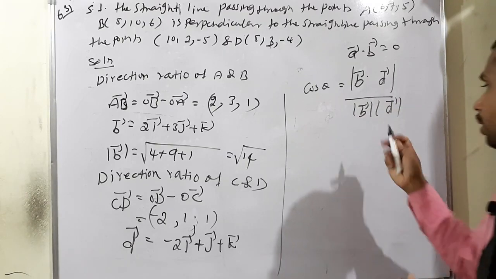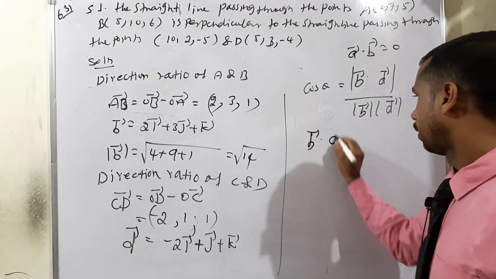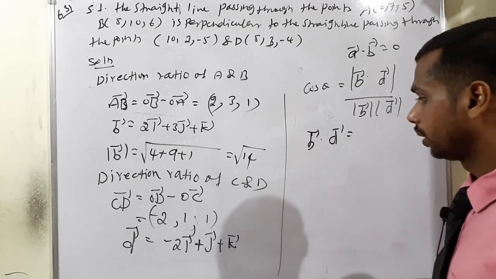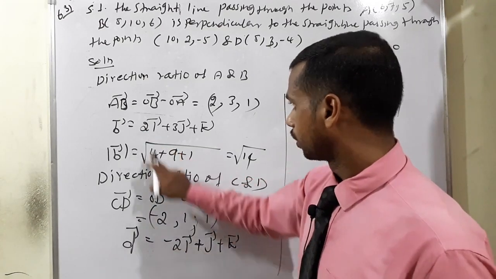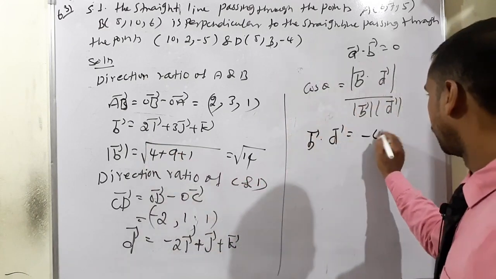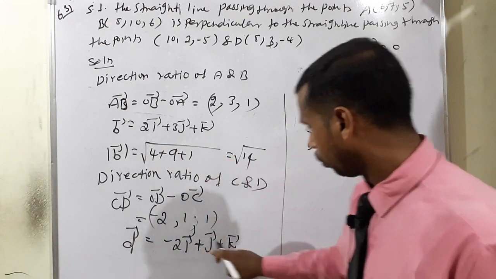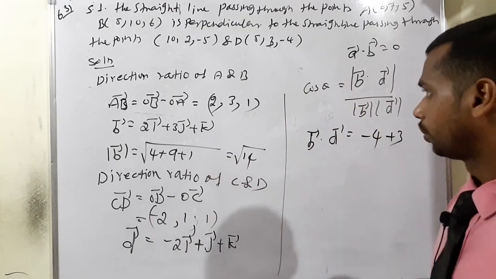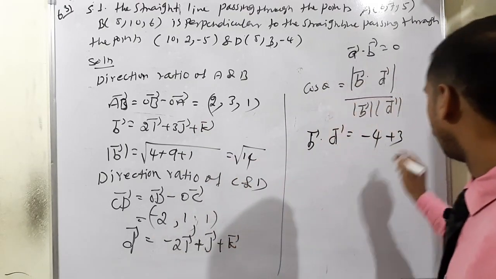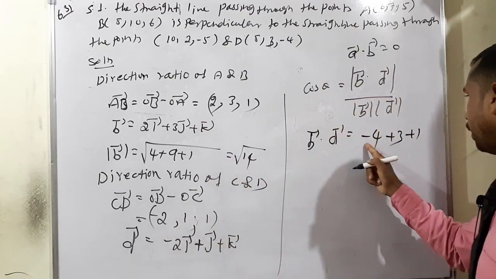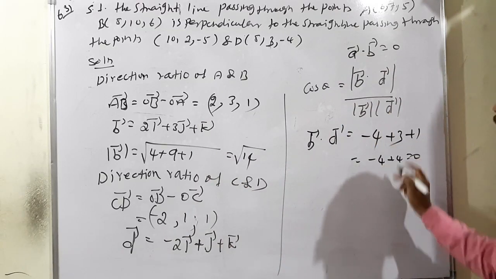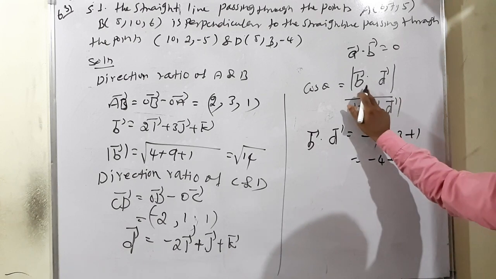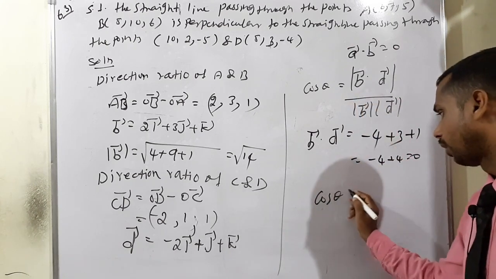First, B vector dot D vector is equal to, what is the meaning? B vector is there, here D vector. 2 into minus 2 means minus 4. Then 3 into 1 means positive 3. Last condition, 1 into 1 means positive 1. So look at there, minus 4, 3 plus 1 is equal to positive 4. Definitely the value we have is 0. If the numerator value is 0, definitely cos theta is equal to 0.